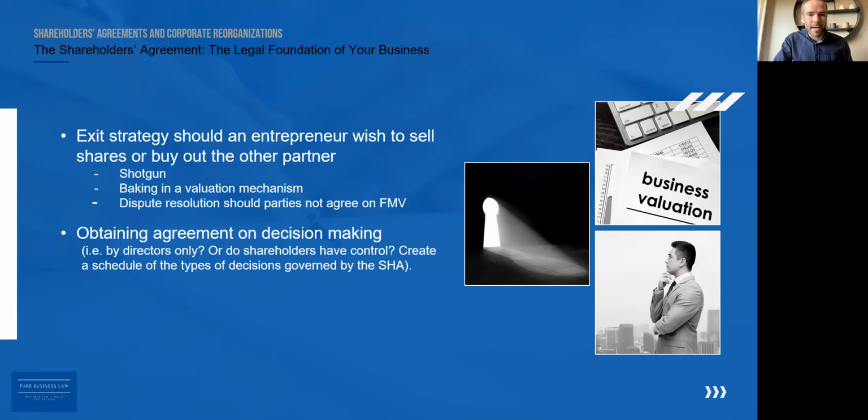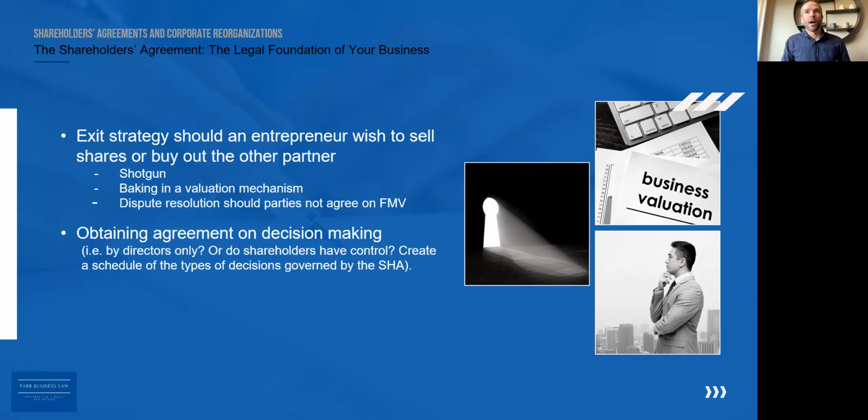So the exit strategy. These are the circumstances that we're going to look at where we're not talking about necessarily death or disability, but it's simply where one of the shareholders wishes to sell, or say buy out the other partner. So you may have heard of the shotgun clause, the infamous shotgun clause. This is a blunt instrument, but it can also be a very useful instrument.